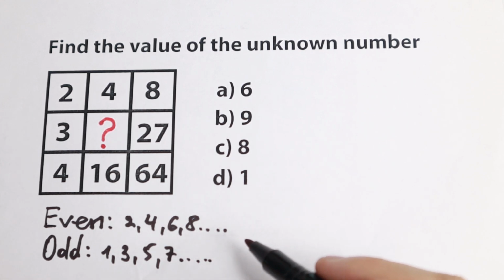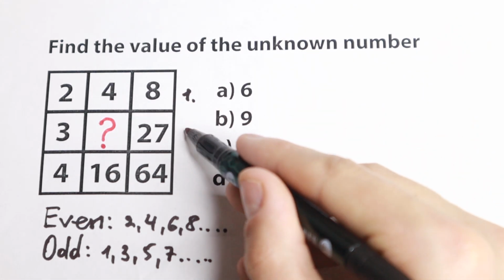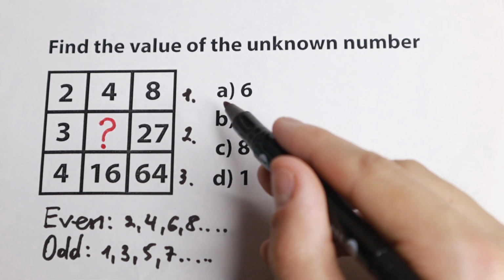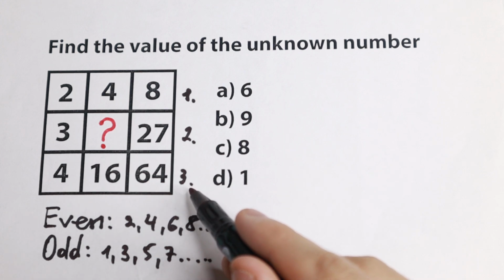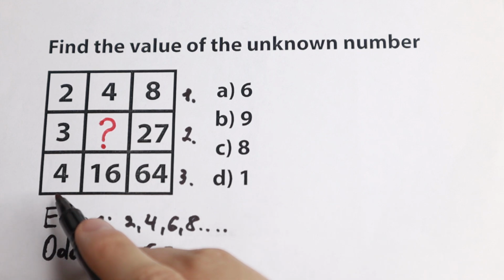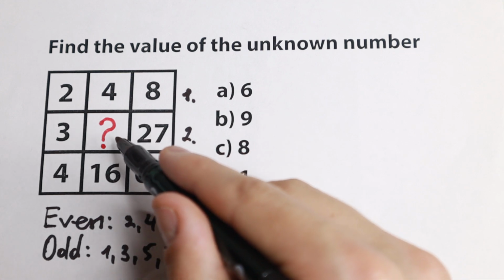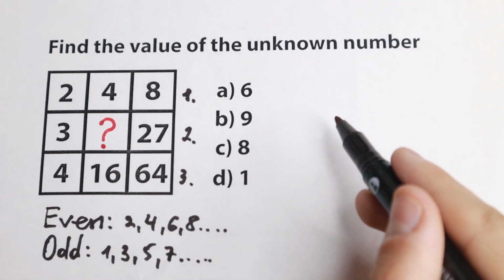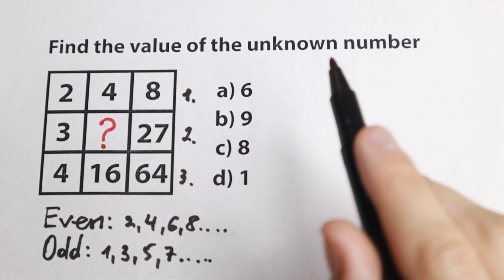Why do I write these even and odd numbers? Because if I look at the first line, this is our first line, this is our second line and third line. We have 2, 4, 8. So our first line is even numbers. Our third line is using only even numbers as well: 4, 16 and 64. And our second line, the line where we need to find our number, looks like odd because we have 3 and 27. So it looks like here will be odd numbers. So we need to work with this.